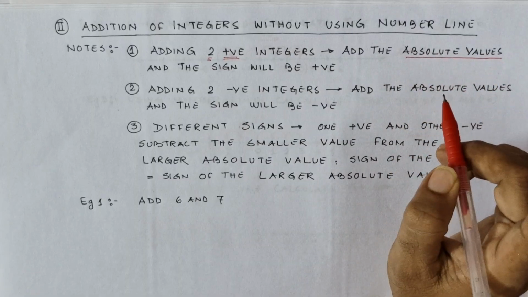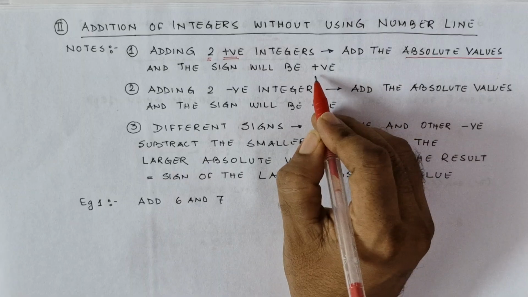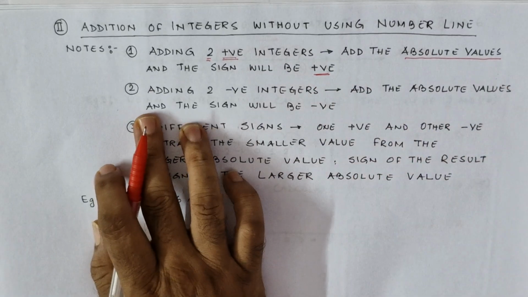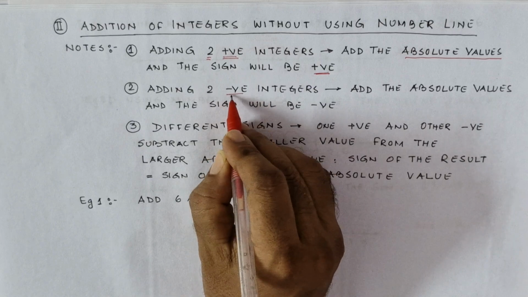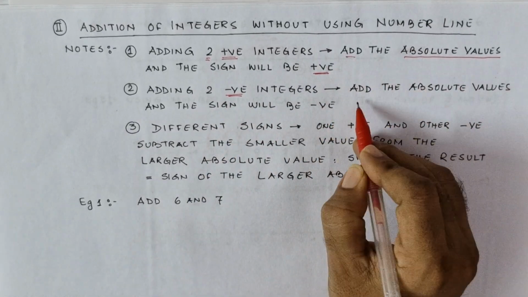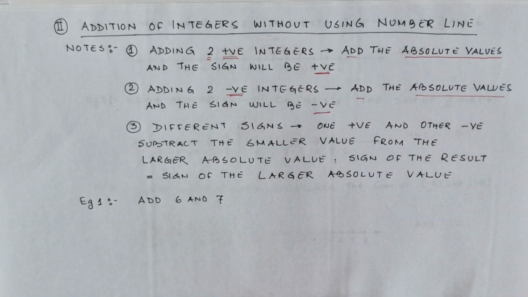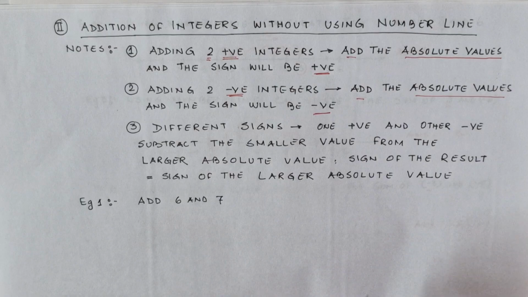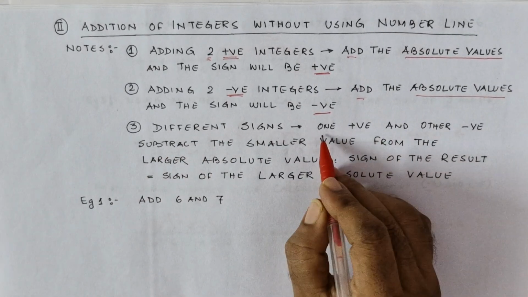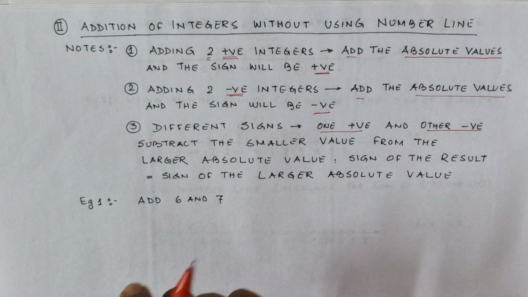So you know what is absolute values from the last class. So add the absolute values and put a positive sign before it. Got it? Second case, if you are adding 2 negative integers, again add the absolute values. Add the absolute values and put a negative sign before it. But the situation changes a bit if you have different signs, where one is a positive and the other is a negative, right?